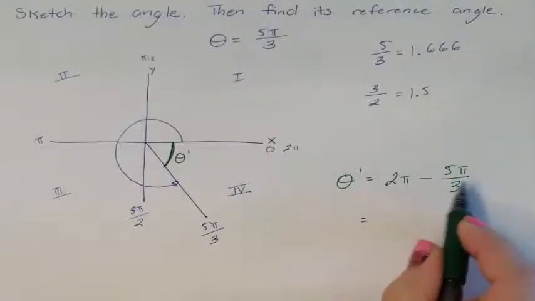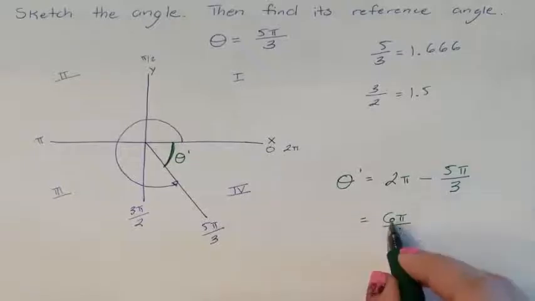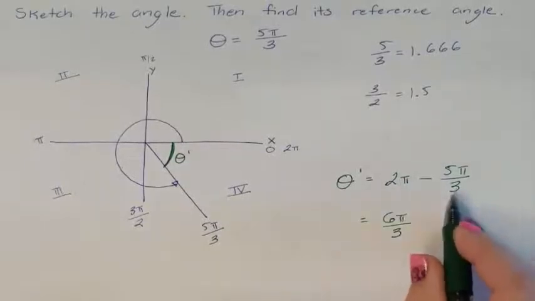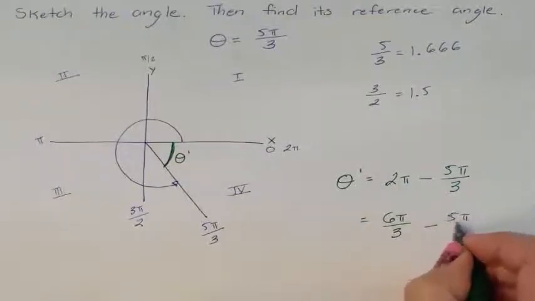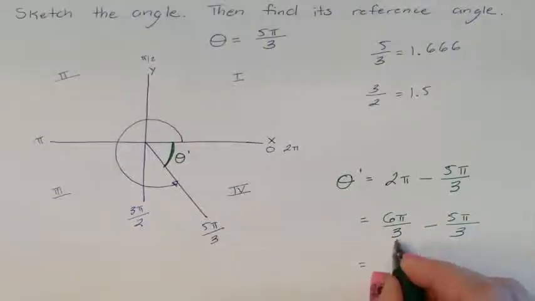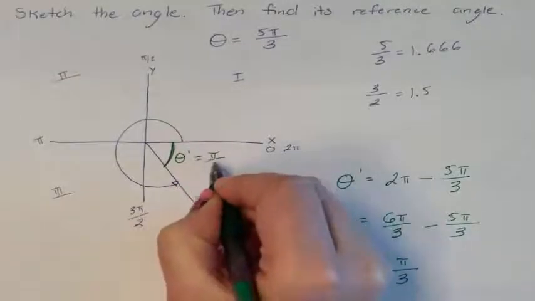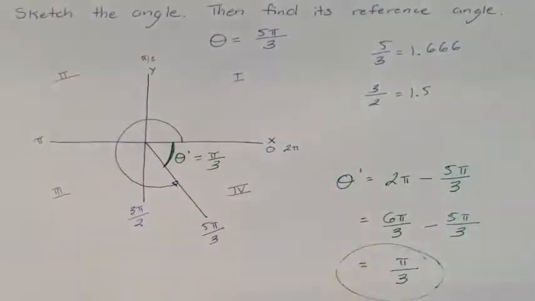Well, if this is a fraction, you need to make the other one a fraction. So 2 pi is the same thing as 6 pi thirds, because 6 divided by 3 is 2, and now they each have the denominator of 3. 6 pi minus 5 pi is 1 pi, and the denominator 3 stayed the same. So the distance right here is pi thirds, so that was my reference angle.